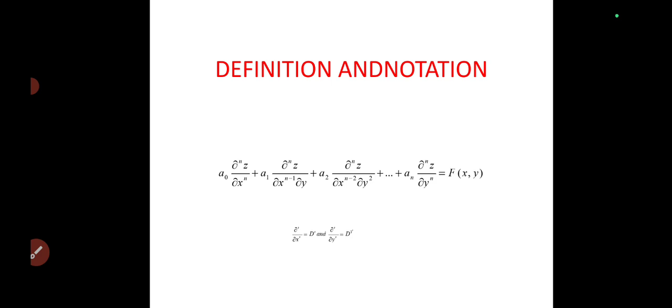So the above equation can be written as a naught into capital D^n plus a1 into D^(n-1) D dash plus a2 into D^(n-2) D dash square plus so on so forth plus an into D dash^n whole of z is equal to capital F of x comma y. Or more precisely, it can be written as small f of D comma D dash z is equal to F of x comma y. So it is the standard form of a homogeneous linear partial differential equation.